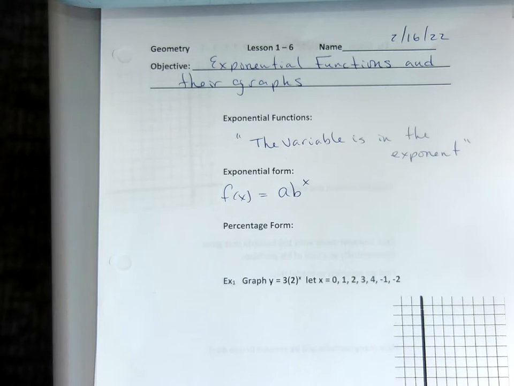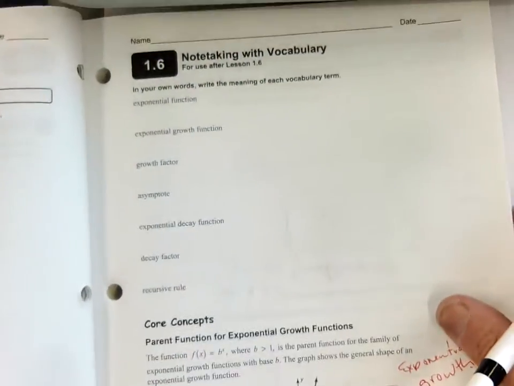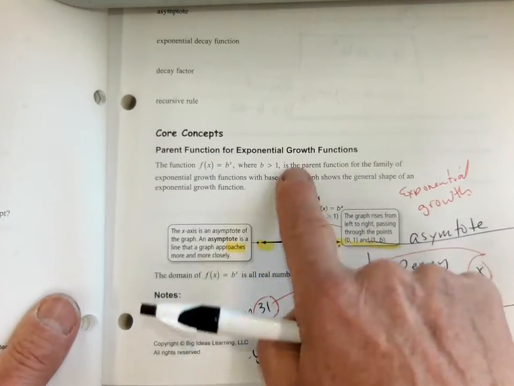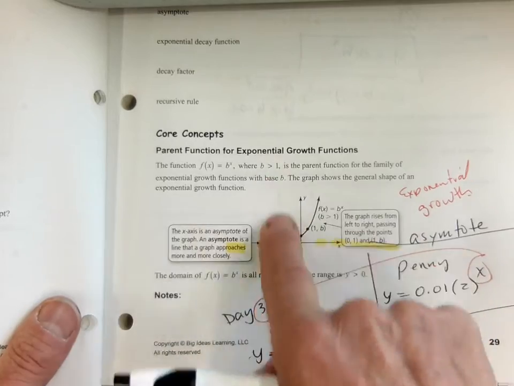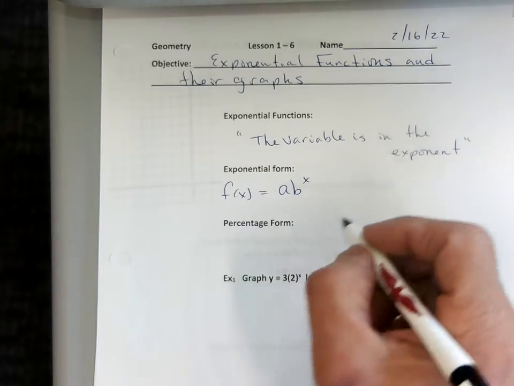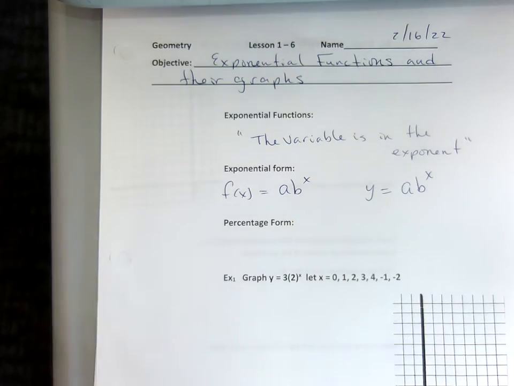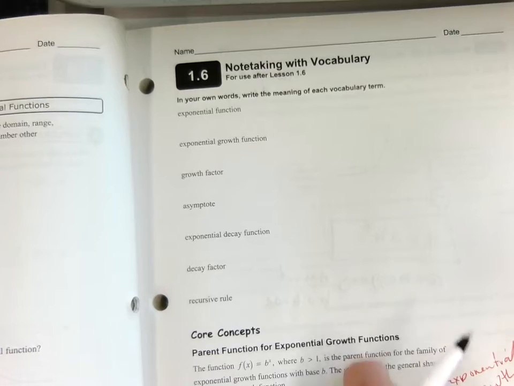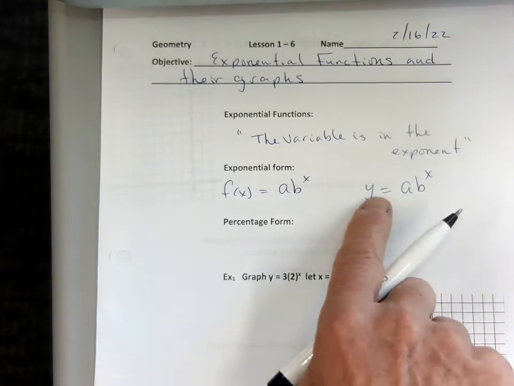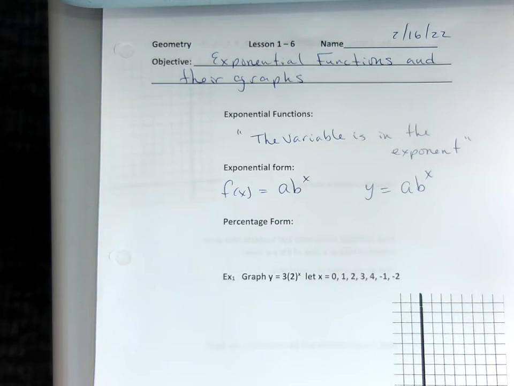And we just looked at our journal. And this is a function. Everybody agree? This is a function. So we could say y equals a b to the x. Sure, that's the same thing, except that because it really is a function, we change it from y to f of x. It totally is, right?